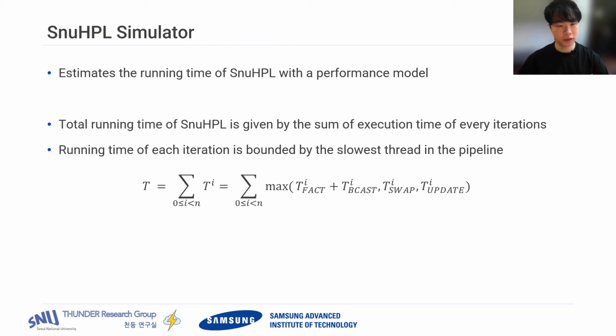T denotes the running time and superscript I denotes the iteration number of LU factorization. Then, the running time of each iteration is bounded by the slowest step in the pipeline. In the pipeline that we have discussed, SnuHPL overlaps the execution of swap and update phases with the others. But fact and Bcast phases run sequentially. This gives the second equality. Now, we need to estimate the running time of each phase in each LU factorization iteration.